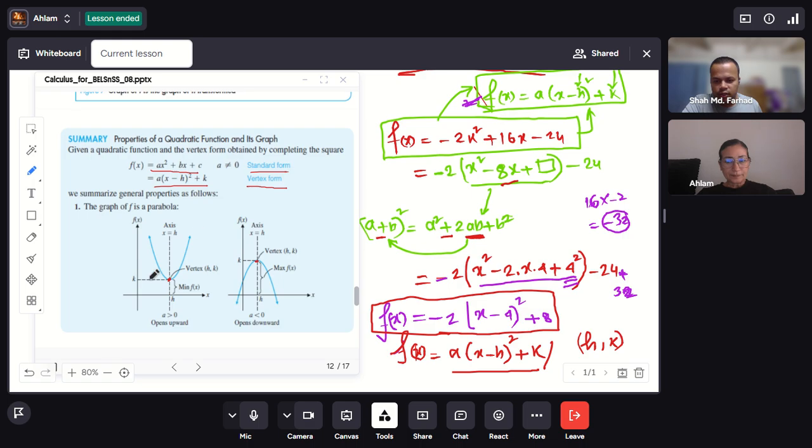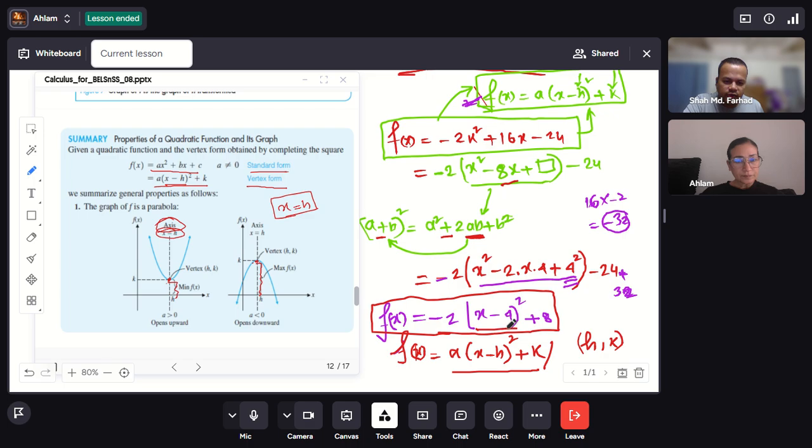Since it is a U shape, that means concave up. So we will have the minimum value at this point, and at this point we will get the maximum. The maximum value here is the value of y. And this axis which passes through the vertex point is called the axis, and that is x equals h. So we have x minus h whole square, so x equals h is the equation of the axis.